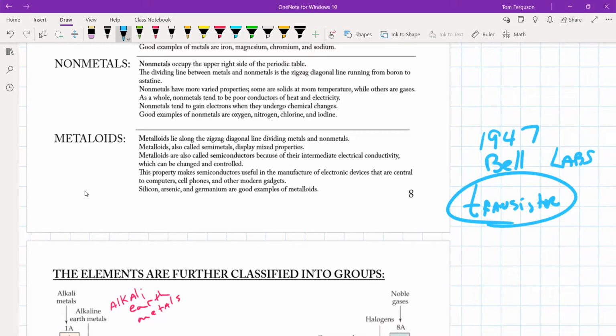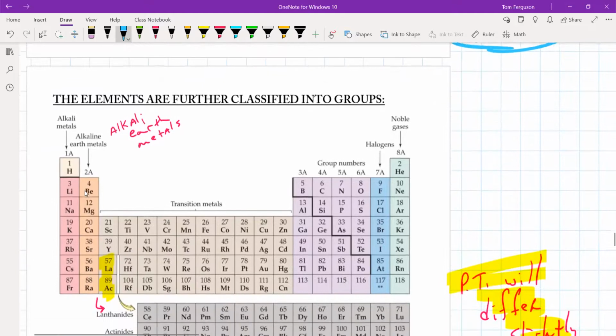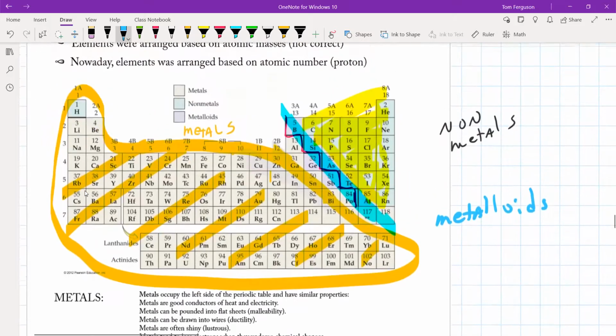Now, as far as our class is concerned, I want you to know some things about the periodic table. One, how it's organized.